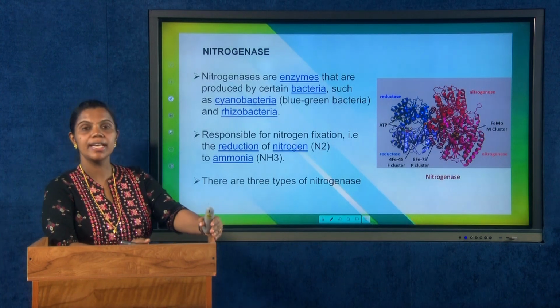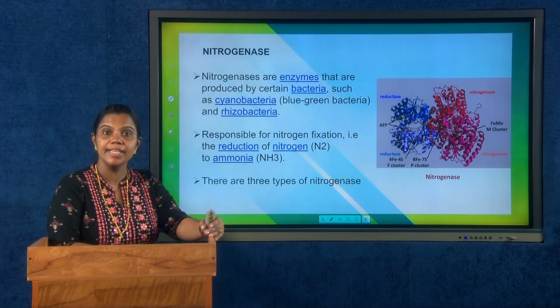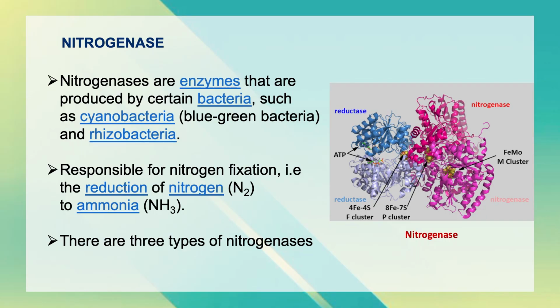Now, we move on to the next category of enzyme, that is the nitrogenase enzyme. As the name suggests, nitrogenase enzyme is responsible for nitrogen fixation, that is the reduction of nitrogen to ammonia. They are produced by certain bacteria such as cyanobacteria and rhizobacteria that reside in the root nodules of certain leguminous plants. There are different types of nitrogenases.